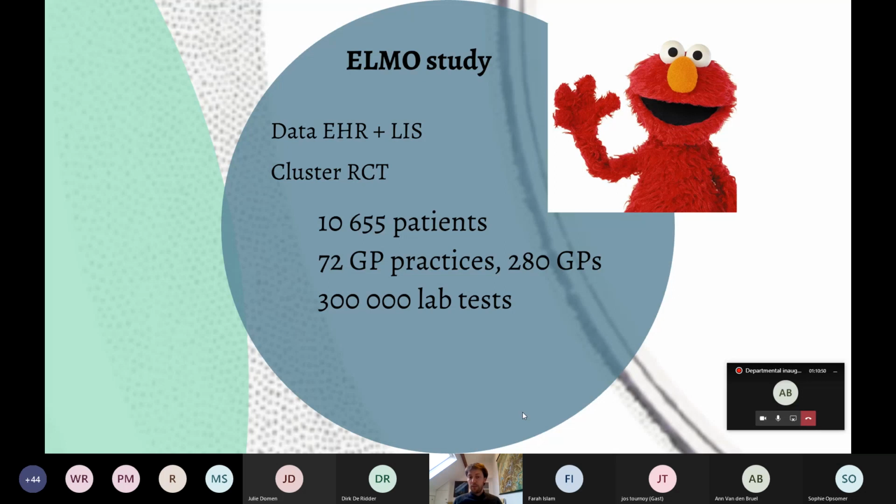And with this study, we were able to say that using a clinical decision support system that improves appropriateness and reduces the volume of laboratory test ordering does not influence diagnostic error, which I think was very innovative and new for this type of clinical decision support system.